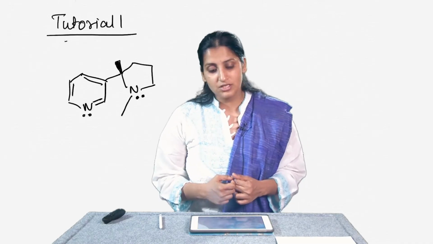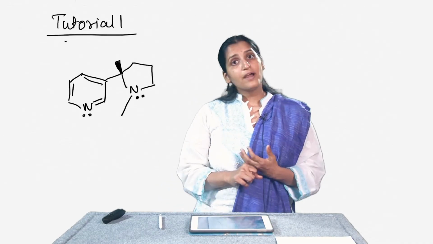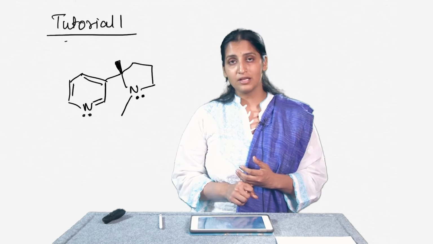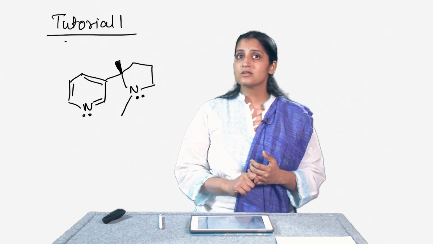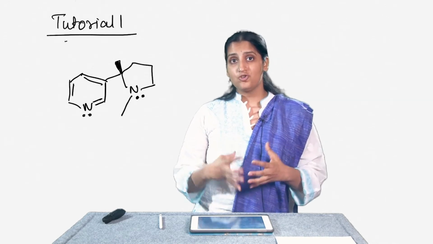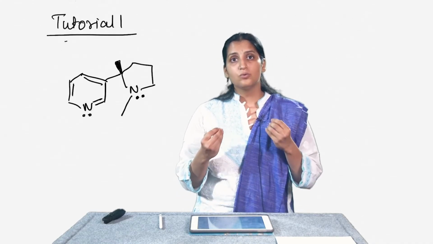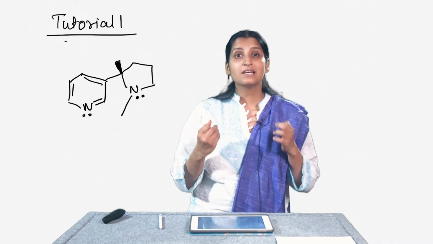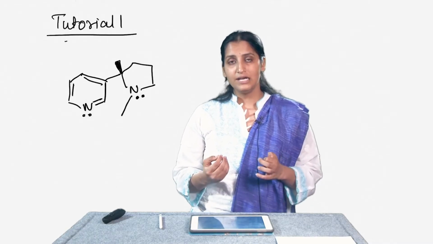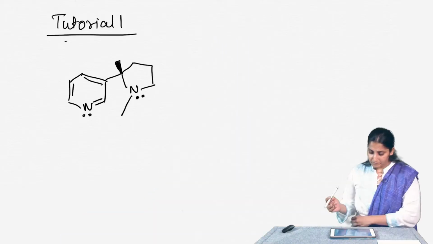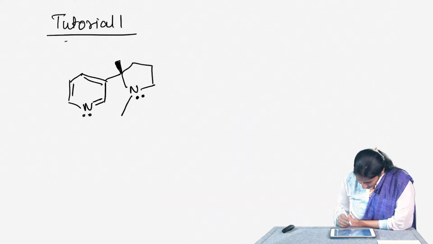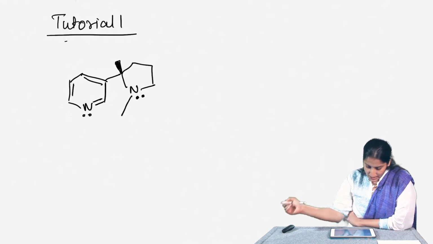The first question here talks about identifying the hybridization of each atom in the molecule. It also talks about identifying the geometry around each atom, and it asks you to identify in which orbitals the lone pairs are situated. So, now let us start with the first molecule, that is nicotine here, and let us start with the carbons.